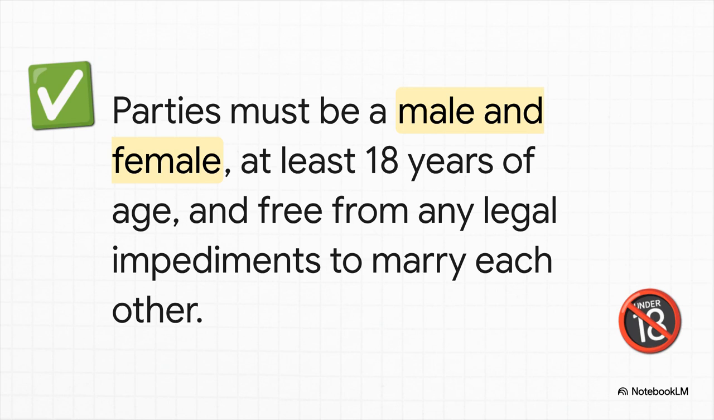So let's unpack legal capacity. It's really a three-part test. 1, the parties have to be a man and a woman. 2, they must be at least 18 years old. And 3, there can't be any legal impediment stopping them, like, already being married to someone else. And here's a huge point. If one of the parties is under 18, that marriage is absolutely void. No amount of parental consent can fix it.